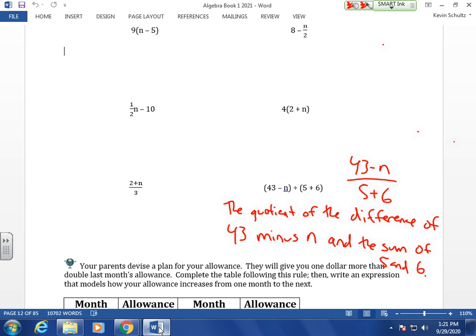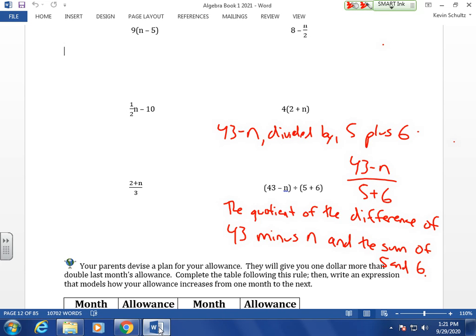If you didn't want to make it quite this lengthy, you could say 43 minus n, comma, divided by, comma, 5 plus 6. With those commas, 43 minus n, comma, we're taking a break, divided by, comma, 5 plus 6. That would also work, right? As long as you're identifying the operations going on here and separating what needs to be separated, there's several ways that this could be written out.